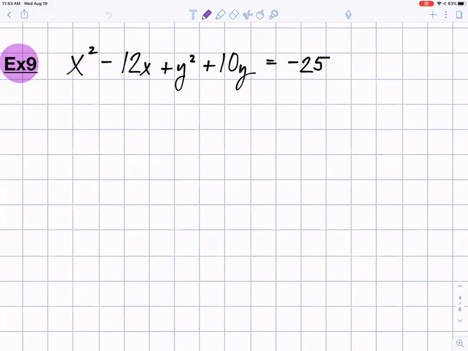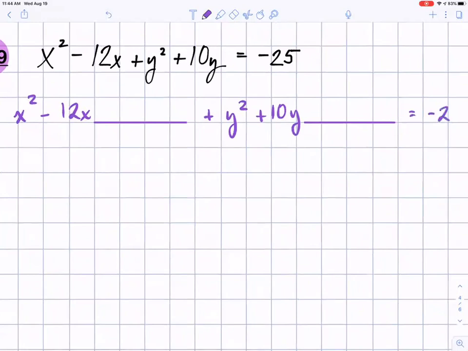What's the next step in your completing the square video? Constant to the other side. Check, done. What's the next step? Yeah, so let's spread things out so that we can see this a little bit better. So I'm going to have an x squared minus 12x, and I'm going to leave some space to complete the square for the x's. And then I'm going to write plus y squared plus 10y, and I'm going to leave some space so that I can complete the squares on the y's. And then I'm just going to copy my constant that for right now is being completely ignored.